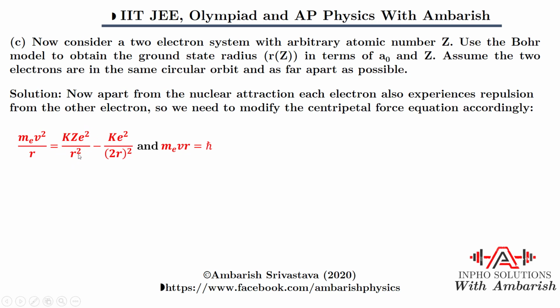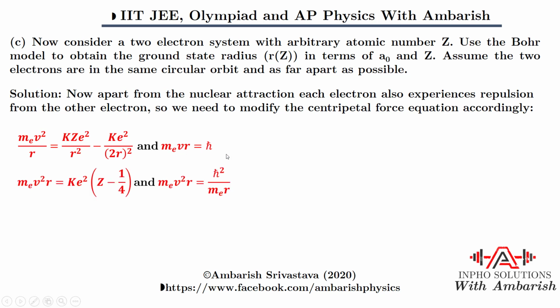But in this case there are 2 electrons, so we also have to take into account the repulsion of the other electron. So that is ke square upon 2r whole squared. Why 2r? Because the other electron is at the other end of the diameter, so the distance becomes 2r and the charge is e. So the centripetal force is equal to mass times centripetal acceleration, and of course the quantization rule for each electron, mvr is equal to h upon 2 pi, because it's the first orbit.